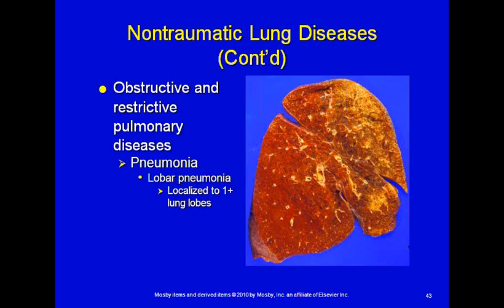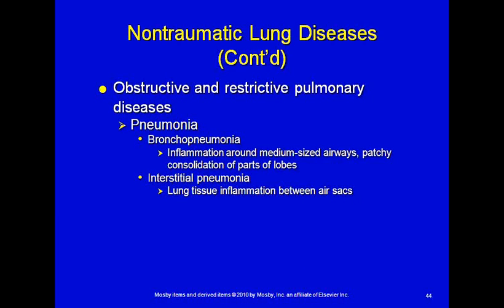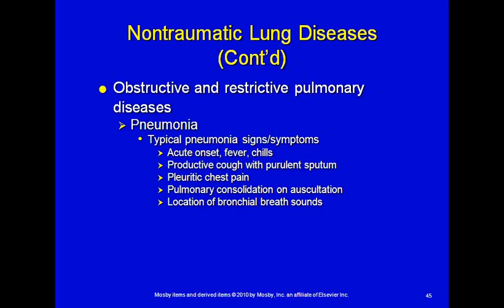Lobar pneumonia is localized to one or more lung lobes, and here's a picture of an unhealthy lung with pneumonia. Bronchopneumonia is an inflammation around the medium-sized airways. You get a patchy consolidation of parts of the lobe, but not the whole lobe itself. And interstitial pneumonia is lung tissue inflammation between the air sacs.